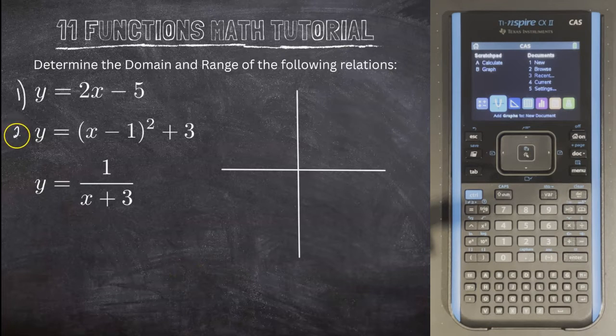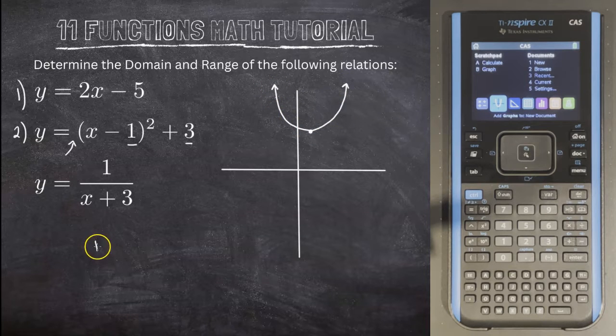All right, let's try the second example. This one's a quadratic, and if you remember from grade 10 math, it's already in vertex form for us. So it's telling us where the vertex is, which is at the coordinates 1 and 3. So somewhere around here. And it's also a quadratic that opens up and is not stretched or compressed. So it's going to look something like this.